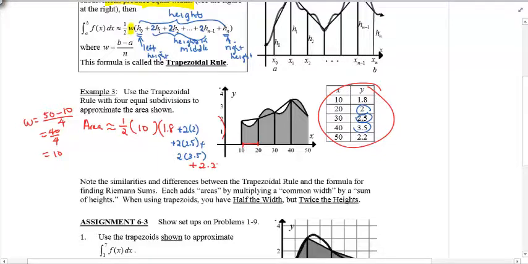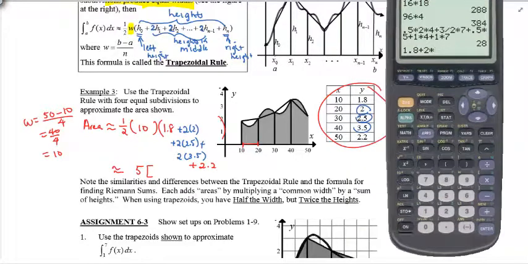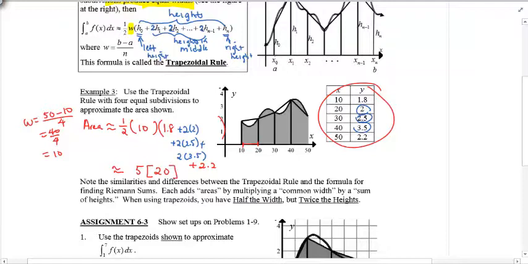Okay. And then if you want to actually calculate this, this will be what, 5 times, gotta get my calculator again. Where's my calculator? Hello, calculator. 2 times 2 plus 2 times 2.5 plus 2 times 3.5 plus 2.2. That's 20. So in this case, 5 times 20 equals to 100. And that's the approximation here. Okay.